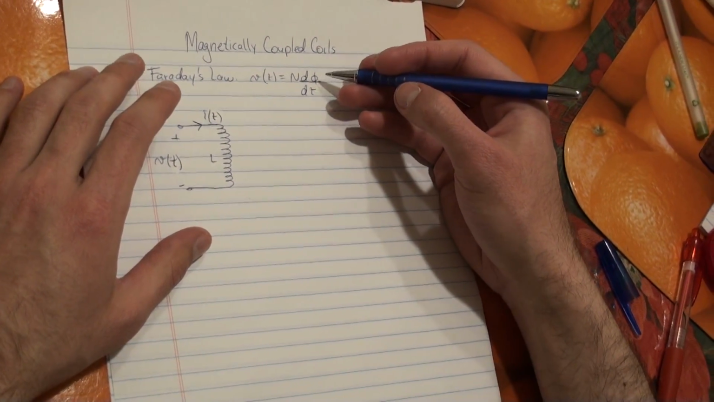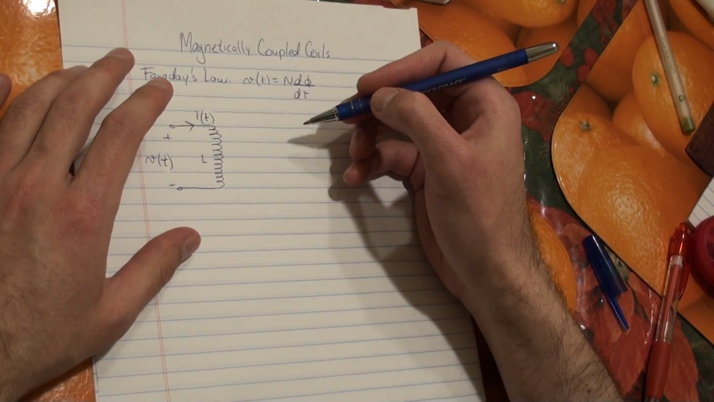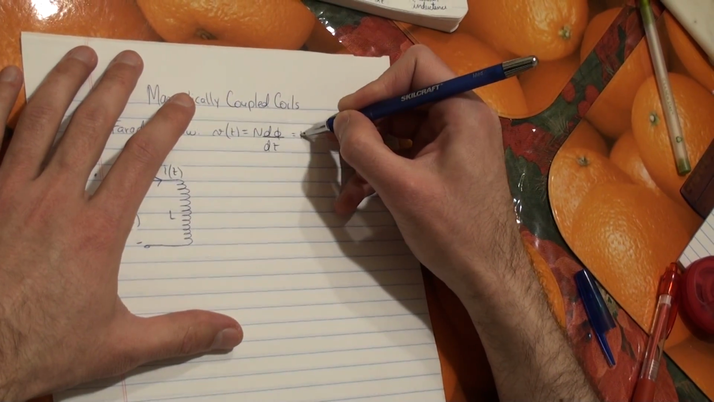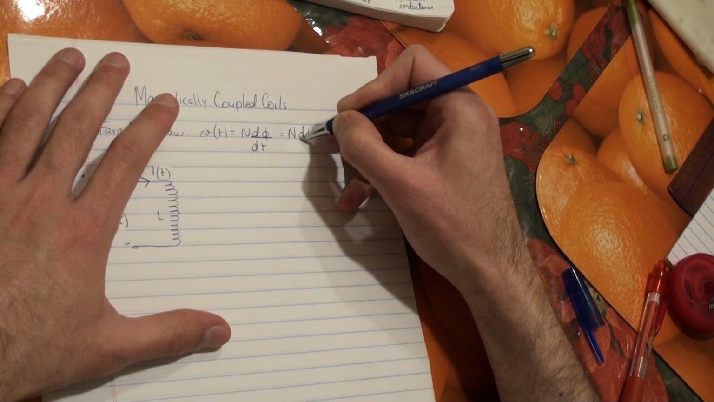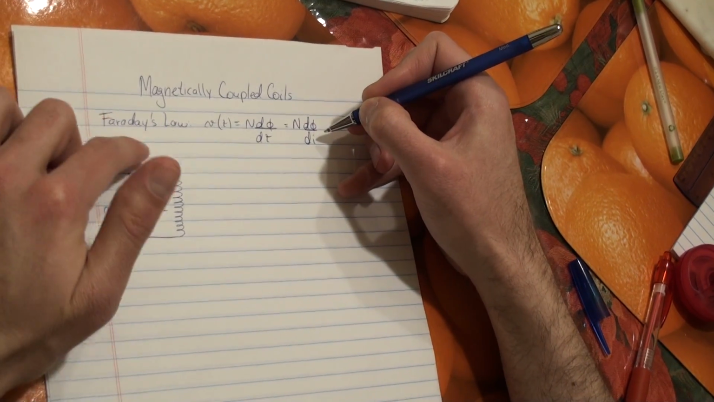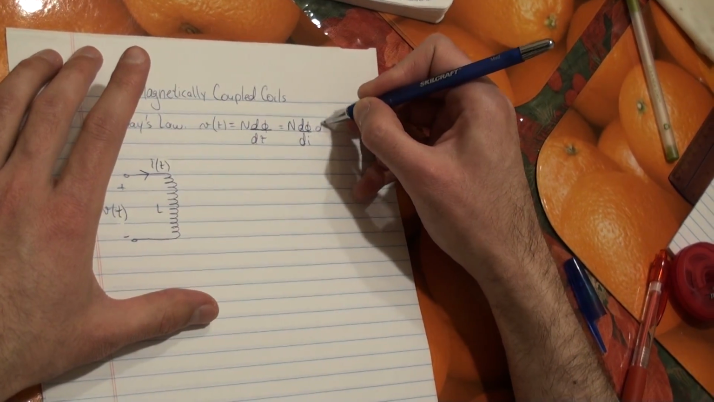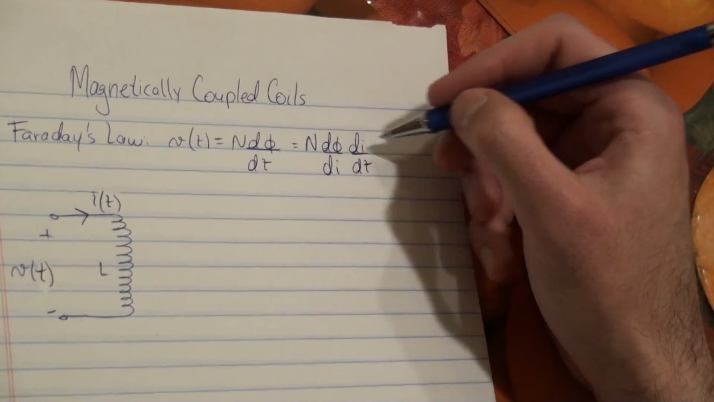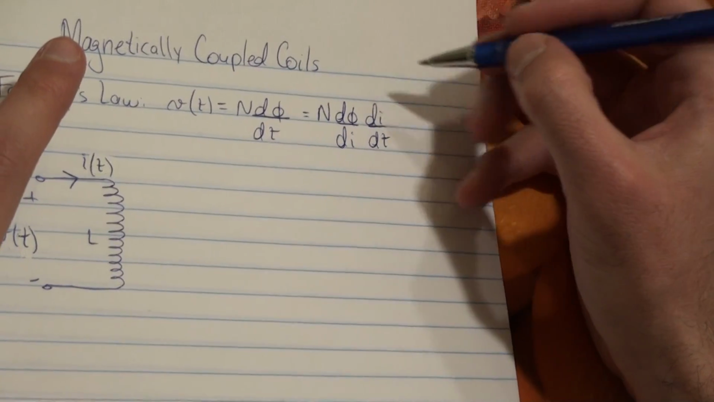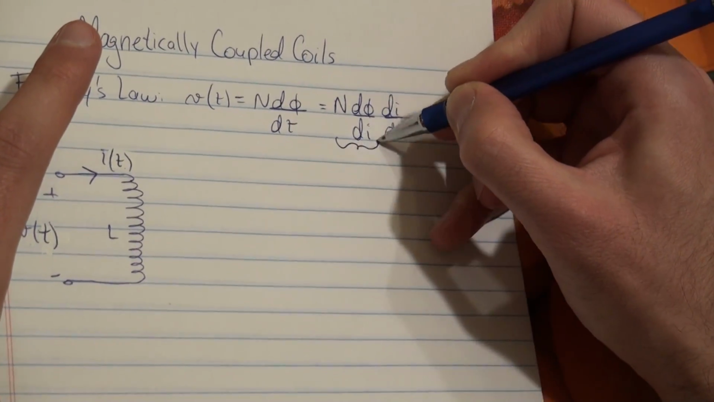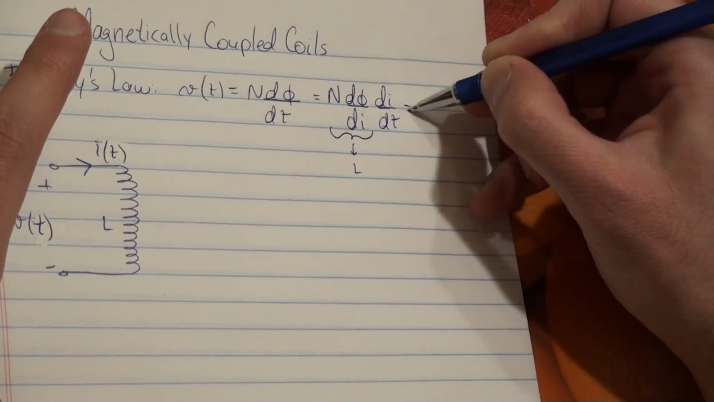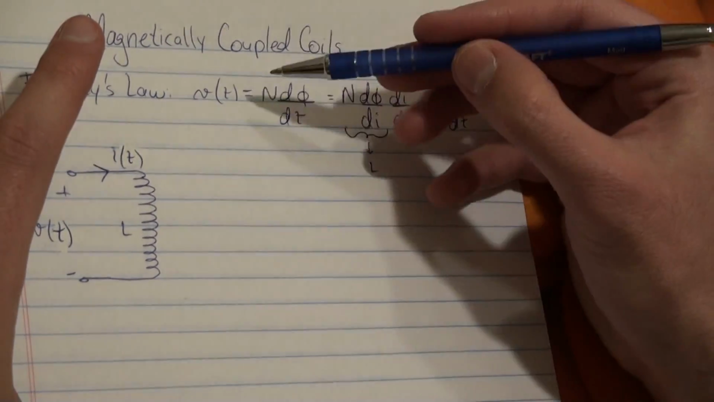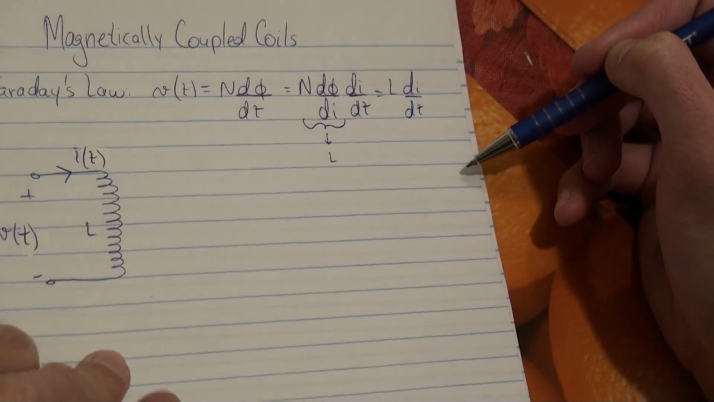So phi is the magnetic flux, the flux of the magnetic field. This can also be written as N dphi/di, where i is the current in your inductor, times di/dt. This is sort of like doing a chain rule. So this part is called L, your inductance. And from here we get our familiar equation, which is V equals L di/dt for the inductor.